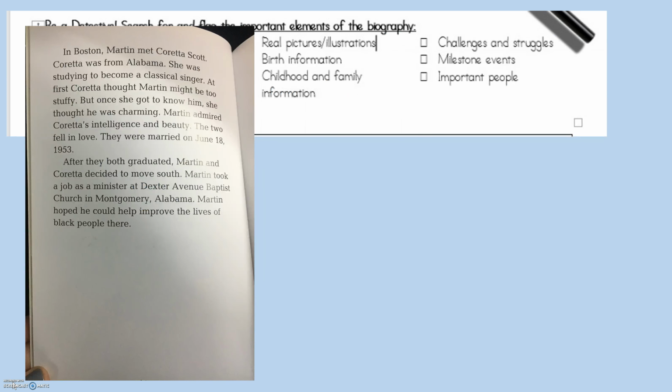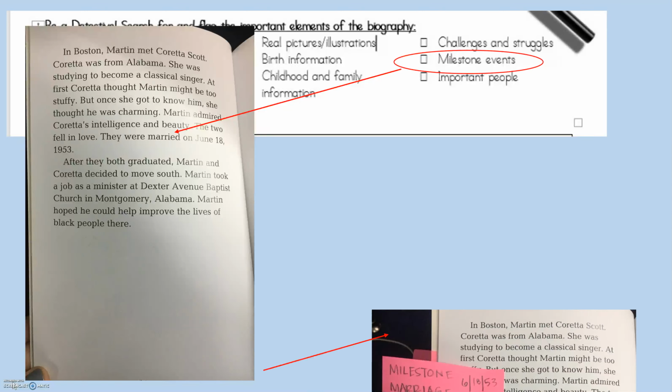Now I read on in the story and I come to this. It says, Martin admired Coretta's intelligence and beauty. This is referring to Coretta Scott, who was his girlfriend at the time. And then it says the two fell in love. They were married on June 18th, 1953. That is a milestone event. That's an important event that happens in a person's life. That's definitely something that I want to flag as important information to my biography.